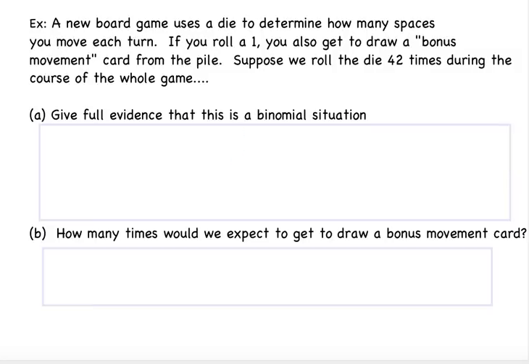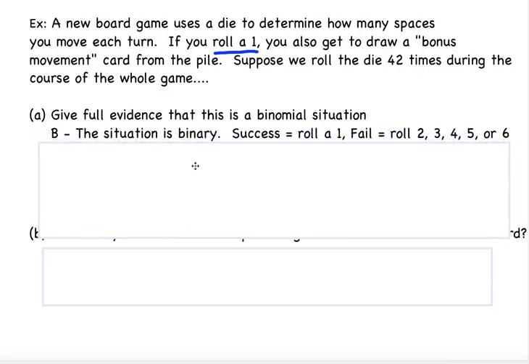So we're going to check BINS and see if this is a binomial scenario. So B would represent binary. So is there a success and fail? Like what would be a success? A success would be rolling a 1. That would mean that a fail would be rolling a 2, 3, 4, 5, or 6. So if you can discern a success and a fail, that's a good thing.